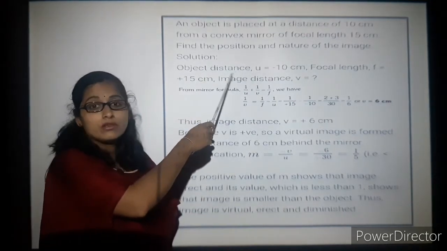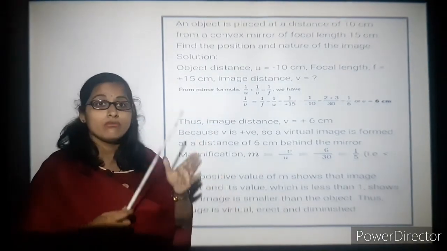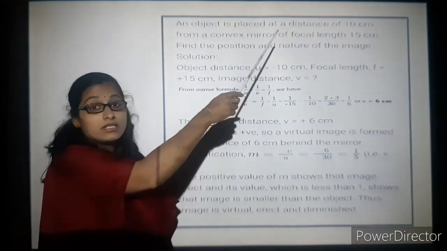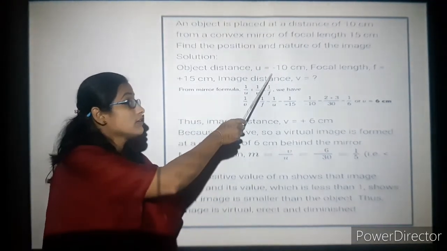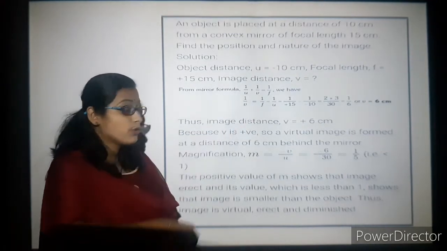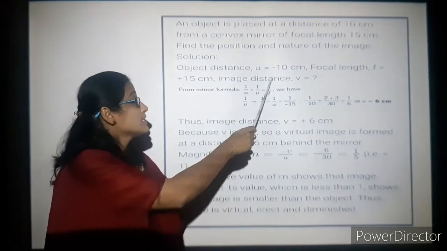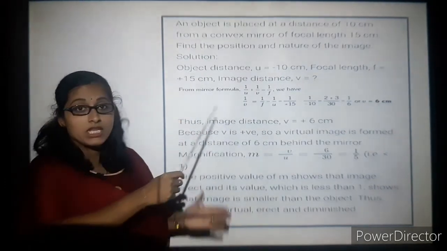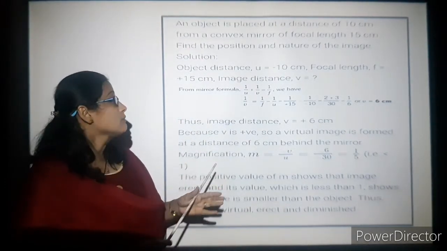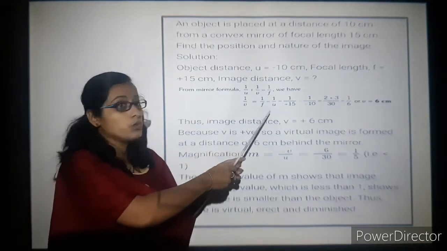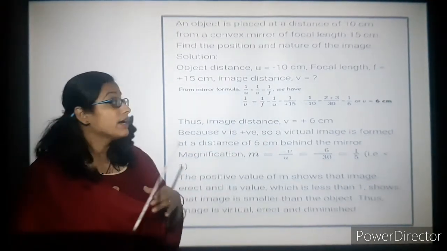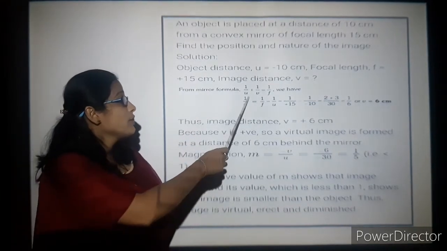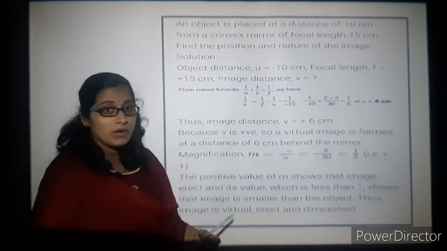Object distance. What is object distance? U. Always you need to write it as negative. They have given it as 10, but do not forget to write it as negative 10. Otherwise your whole problem will go wrong. So minus 10, focal length F is plus 15, that is positive 15 centimeters, and your image distance is V. So refer to the Cartesian signs. So your mirror formula is 1 by U plus 1 by V is equal to 1 by F.